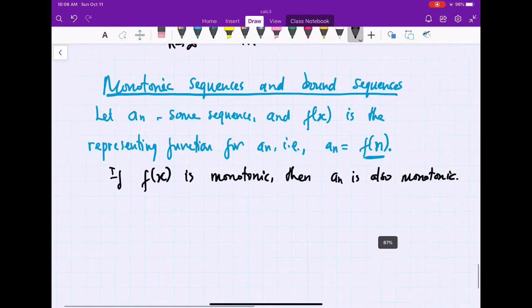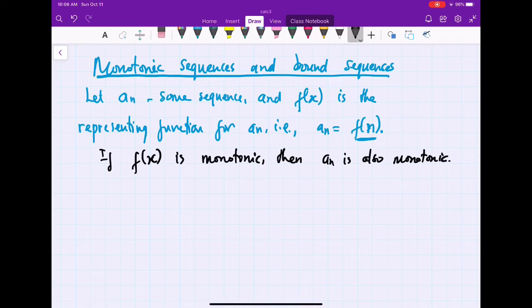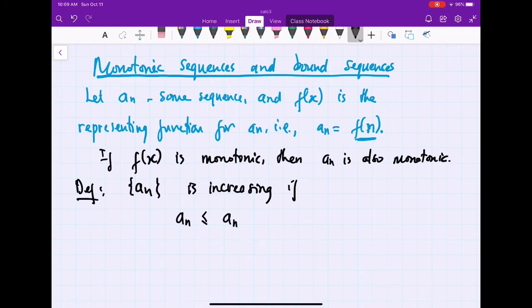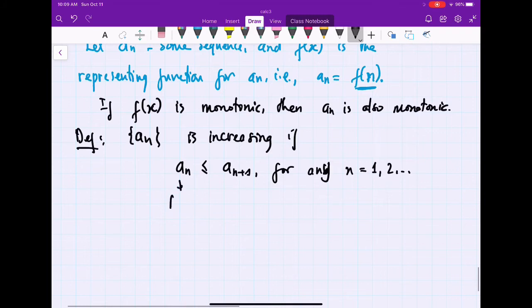So you have two kinds of monotonicity, I write here, okay? But I write in the language of sequences. Let's consider the definition. The sequence a_n is increasing if a_n is less than or equal to a_{n+1} for any n equal to 1, 2, and so on. So that means when you increase n, the function values just increase, right? Or we can write here f of n less than or equal to f of n plus 1. Does that make sense? For any value n.